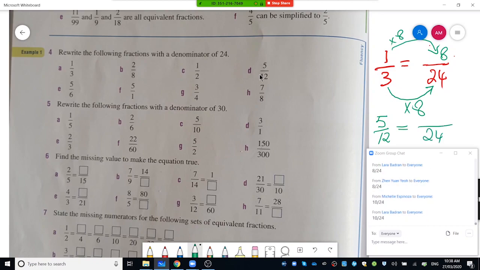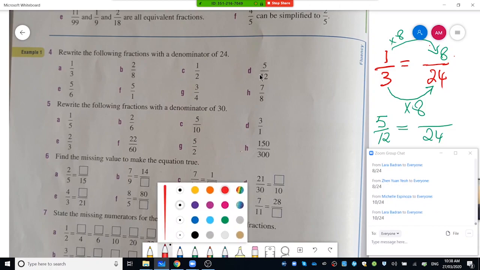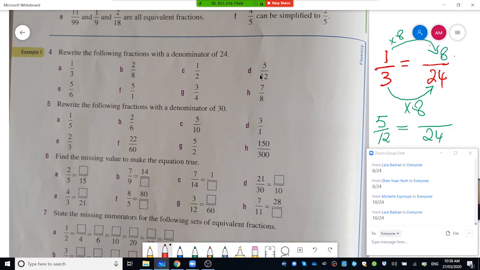I would take another color to write the numerator. So 12 times 2 is 24. Therefore, we would times 5 by 2, so it will become 10. That's nice. And let's do, that's an interesting question.